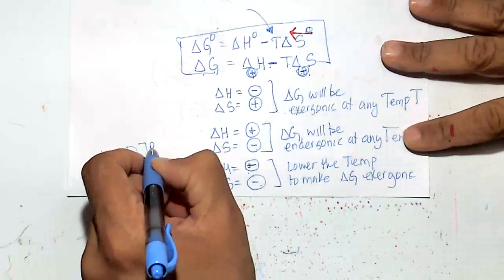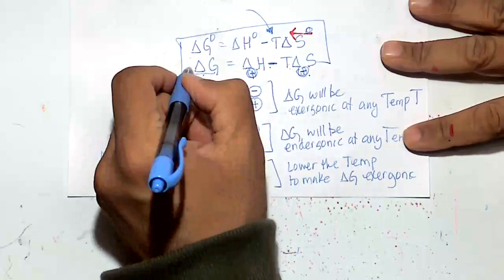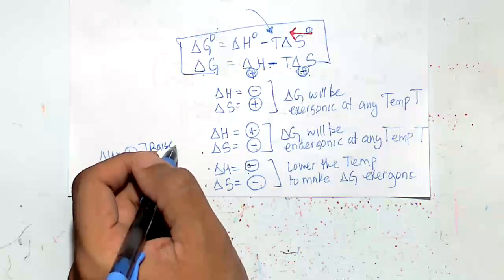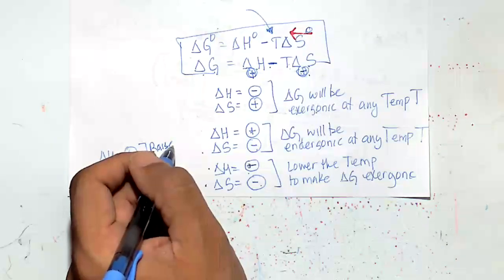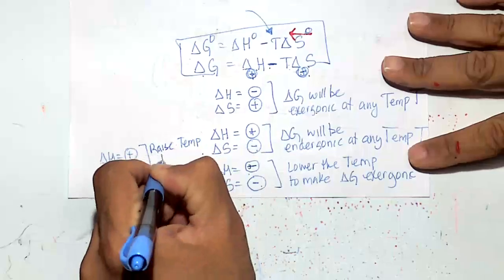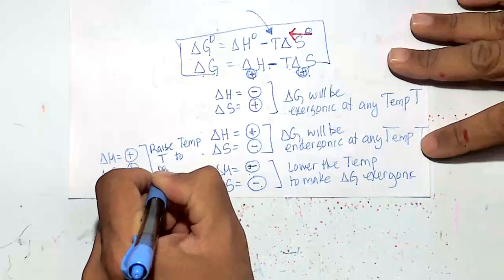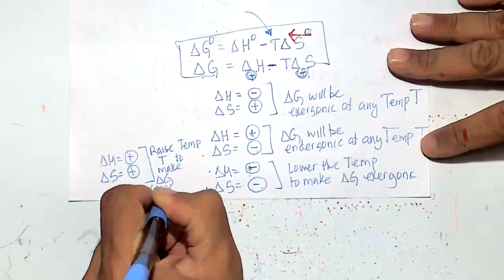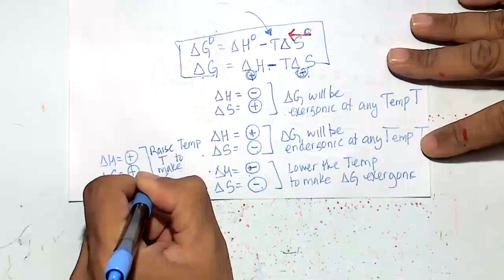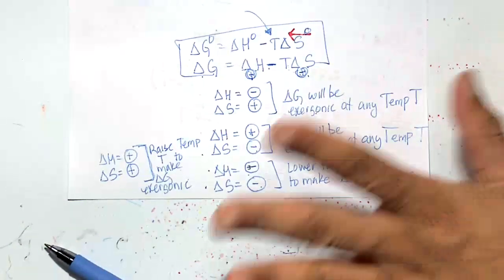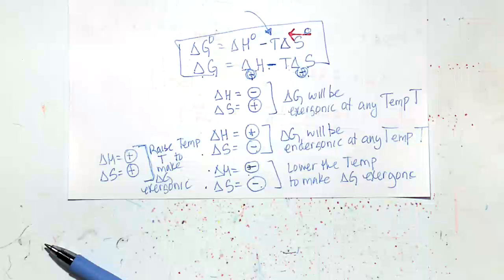So here you raise the temperature T to make the delta G negative, which is what favors the products. An exergonic reaction releases free energy and it favors the products. So you're going to raise temperature T here to make delta G exergonic. So that's some multiple choice questions on the exam.